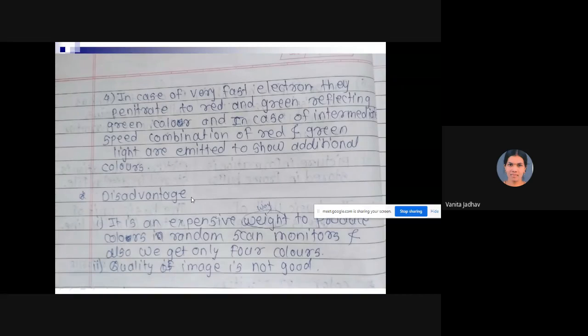What is the disadvantage of the beam penetration technique? As only two colors are used, it is an expensive way to produce colors on random scan monitors, and also we get only 4 colors. Very few colors are possible with the beam penetration technique, and the quality of the image is not that good, because it is applicable in the case of random scan display.